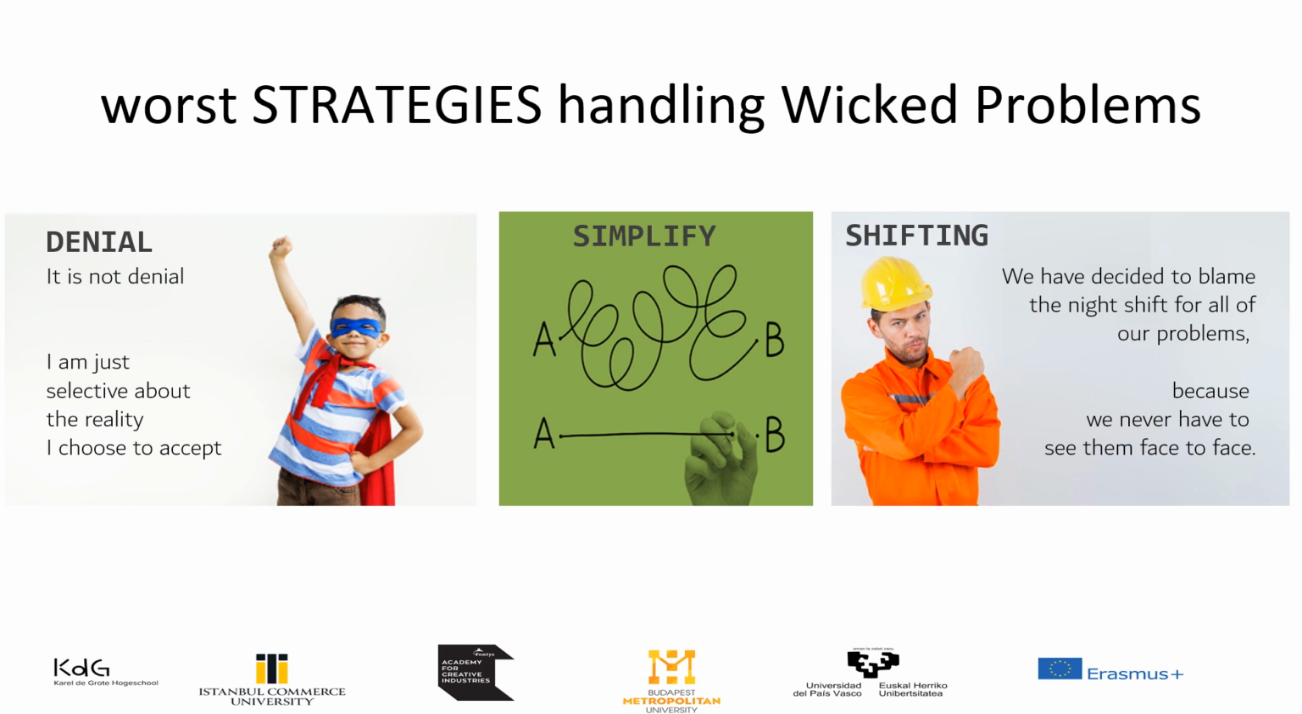You can shift the problem to another one. You blame incoming refugees for enduring unemployment, or so to speak. You can blame the night shift for our current problems, because we never have to see them face to face. In the long run, it won't solve the original problem. The problem will deteriorate, or it will cause other, more severe problems.